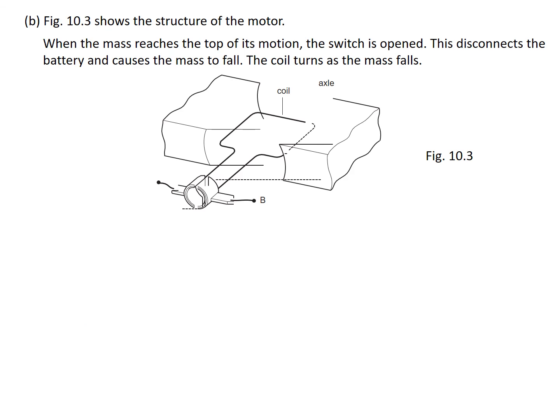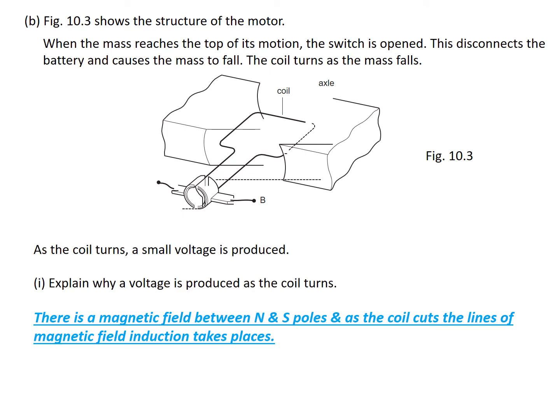Question B. Figure 10.3 shows the structure of the motor. When the mass reaches the top of its motion, the switch is opened. This disconnects the battery and causes the mass to fall. The coil turns as the mass falls. As the coil turns, a small voltage is produced. Part 1. Explain why the voltage is produced as the coil turns. There is a magnetic field between the permanent magnets of north and south poles, and as the coil turns, it cuts the lines of the magnetic field, and induction takes place.